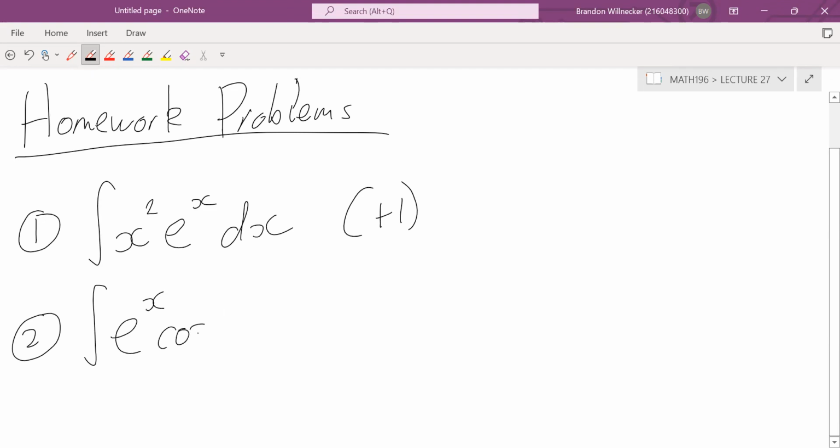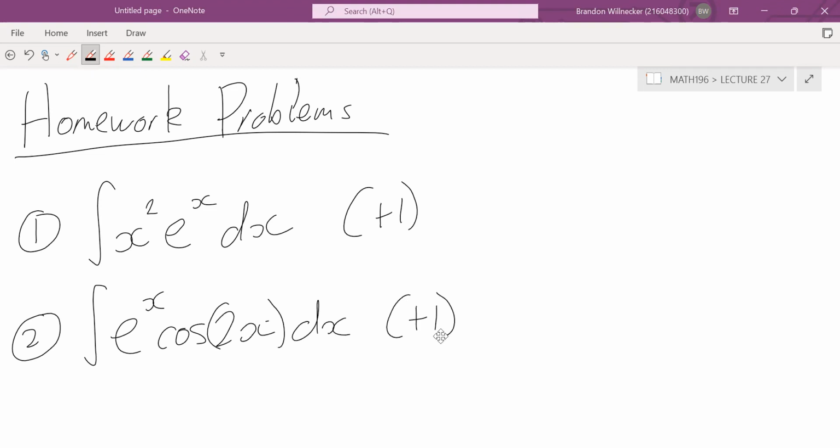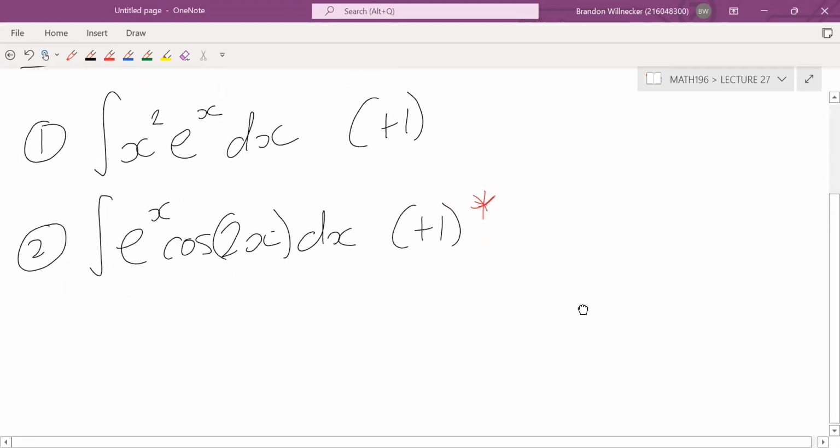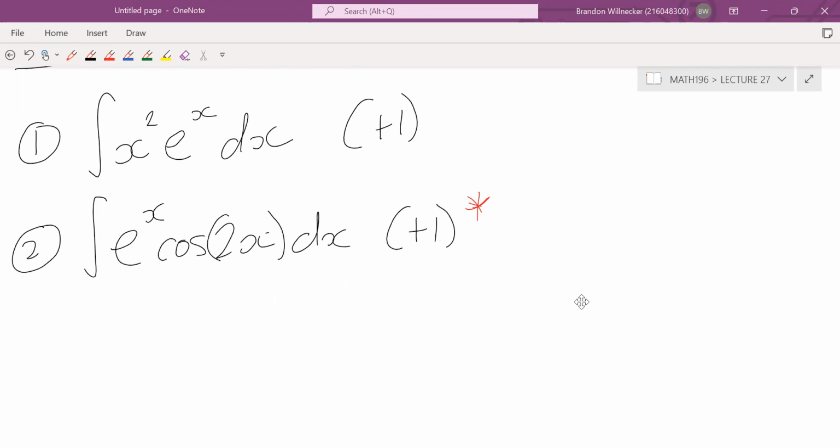E to the x cos 2x dx. That's 1 bonus mark because we've done something similar to this. And just put a little star there, because that's something like what I'm going to put in the test. Maybe I'm going to change the 2 to a 3 or something like that.